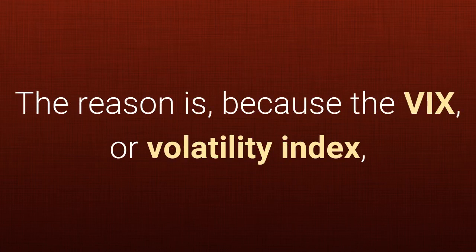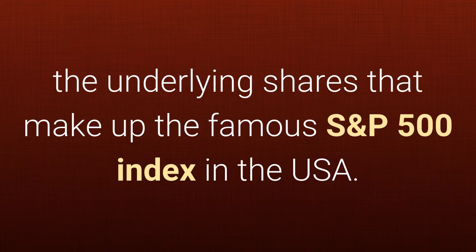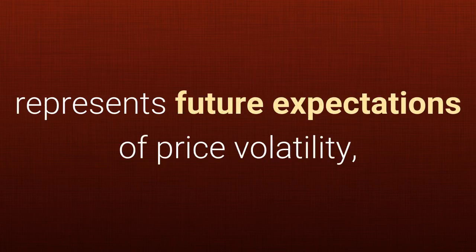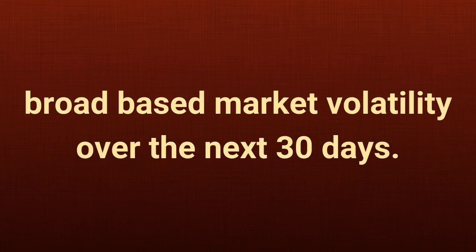The reason is because the VIX, or Volatility Index, represents the average implied volatility in all options traded over the underlying shares that make up the famous S&P 500 index in the USA. Since the implied volatility in options represents future expectations of price volatility, the VIX becomes a barometer for potential broad-based market volatility over the next 30 days.